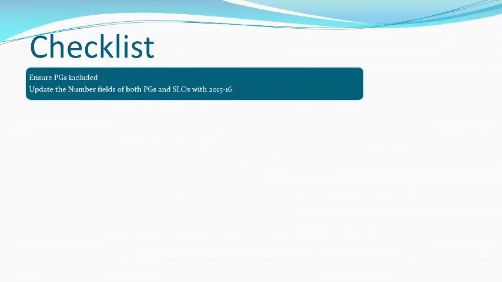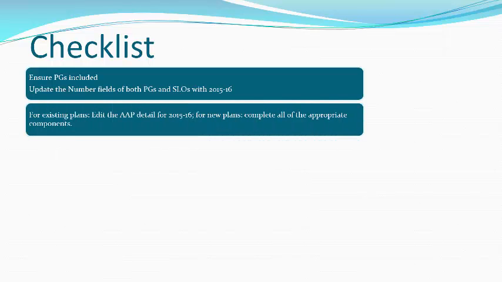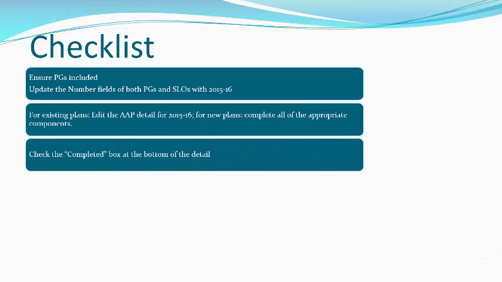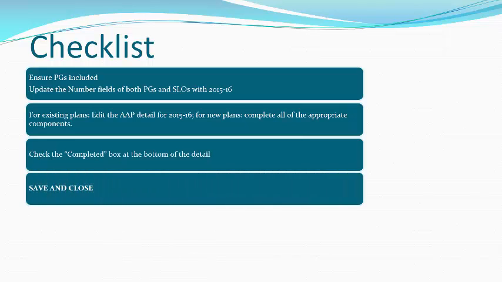Here's a little checklist of what we've talked about. You have to make sure that your program goals are included this year, at least one for every program. Then be sure to update the number fields of both the programs and SLOs with 2015-16. If you have an existing plan, when you edit the detail for 2015-16, make sure that you save and close. For new plans, you have to complete all of the appropriate components for your type of plan. Then you're going to check that completed box at the bottom of the academic assessment plan detail, and again in capital bold letters, Save and Close.